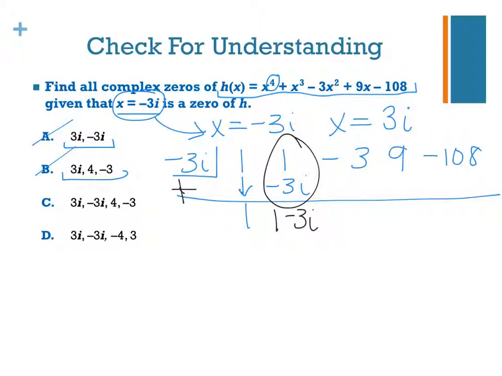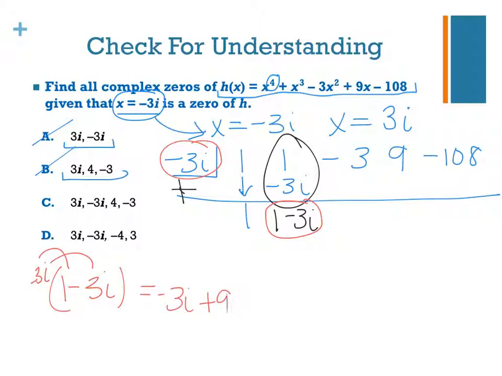Now when I multiply this by negative 3i, I have 1 minus 3i times a negative 3i, and I distribute to get negative 3i plus 9i squared. And again, i squared is the equivalent of negative 1, so this really turns out to be negative 3i minus 9. So I'm going to take negative 3i minus 9, and when I add this column here, I get negative 3i minus 12, because negative 9 and negative 3 add up to be negative 12.